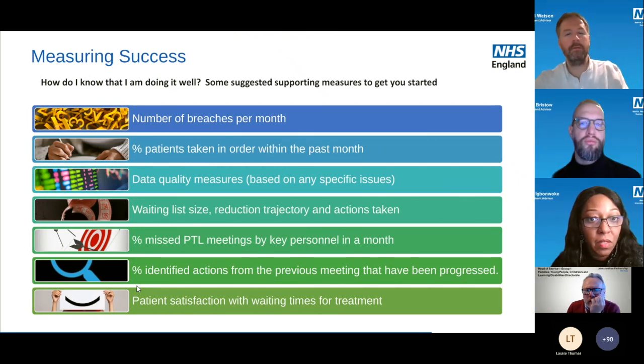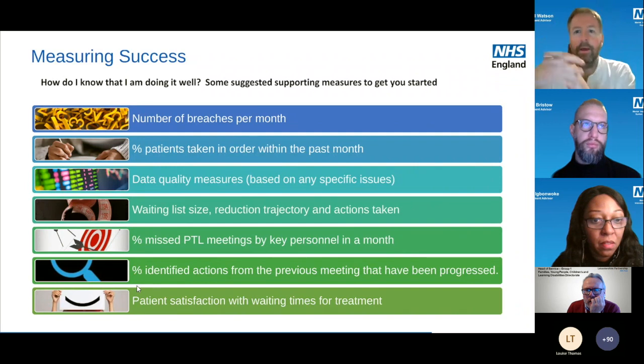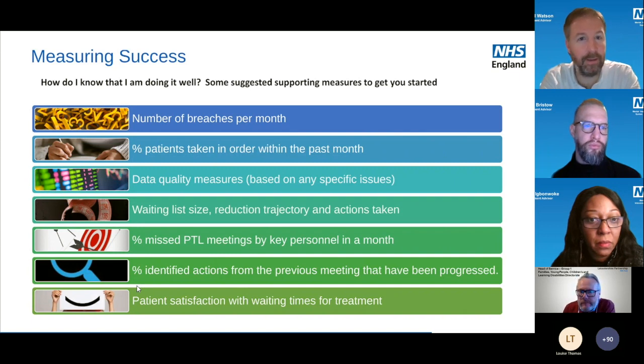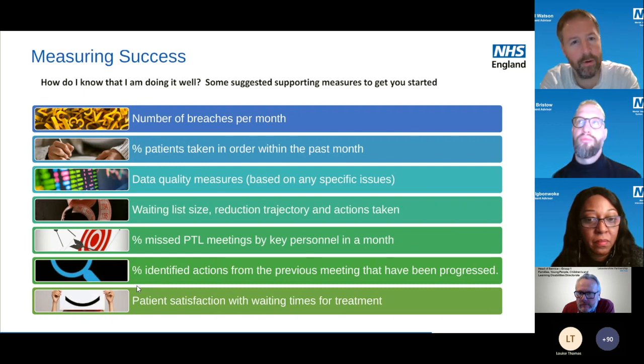So, in terms of measuring success, I mentioned, and Paul did as well, so I'm not just making it up, that it's important to be looking at a wider suite of KPIs than just your PTL. Although getting the PTL right is obviously absolutely crucial and can be the underpinning for a number of other ones. So how do you know that your PTL process is working?